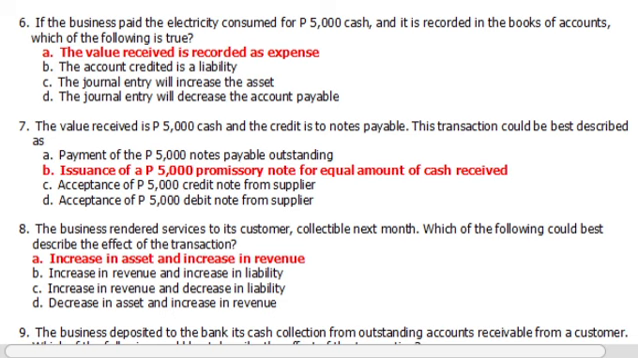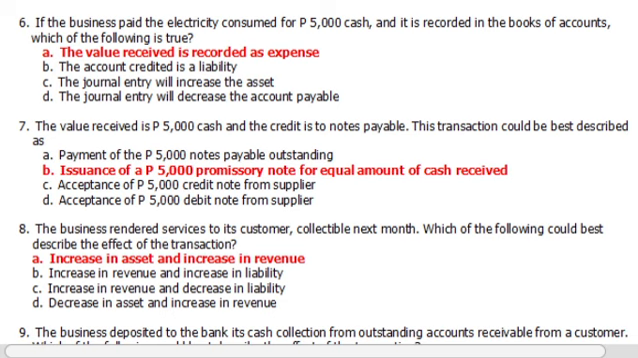Number 8, the business rendered services to its customer, collectible next month. Which of the following could best describe the effect of the transaction? So, nag-render daw tayo ng service and collectible natin siya. Ibig sabihin, nag-increase yung ating asset kasi magkakaroon tayo ng entry to accounts receivable and credit to service income, which is the revenue. So both is an increase in asset and increase in revenue.